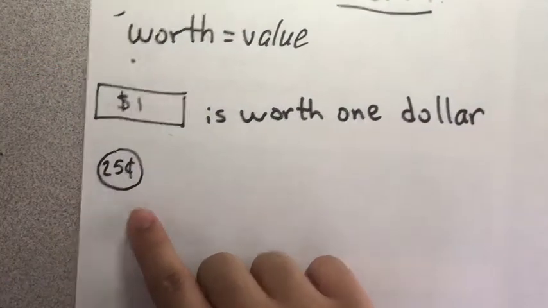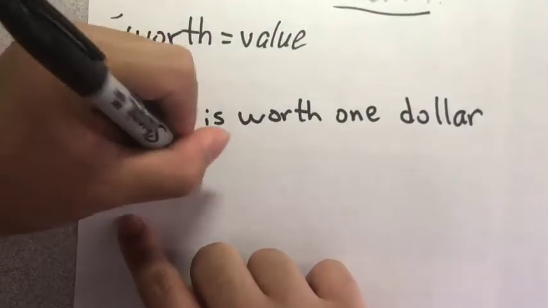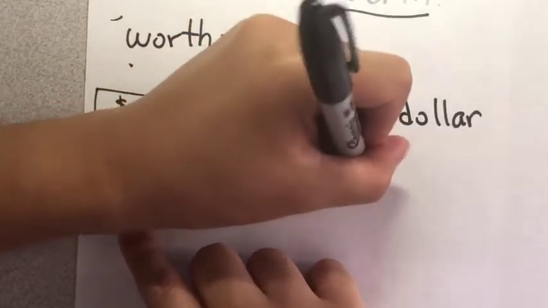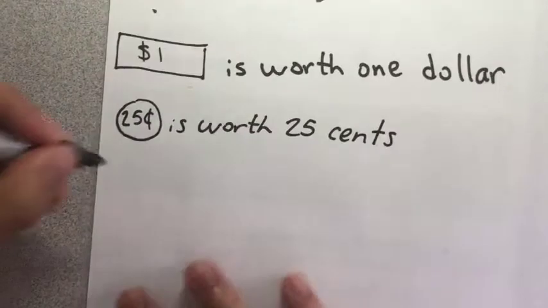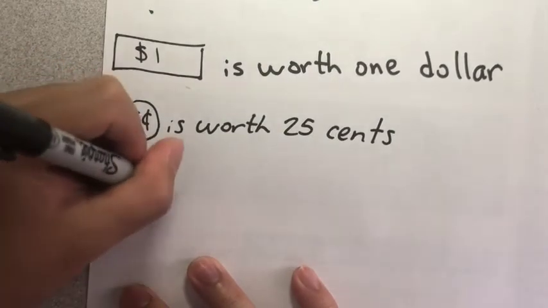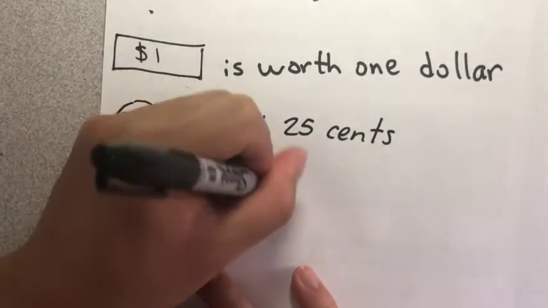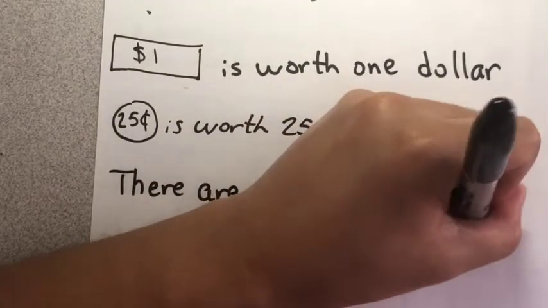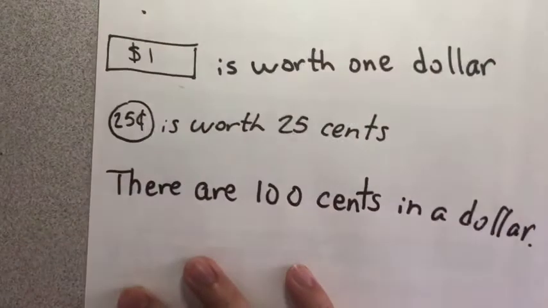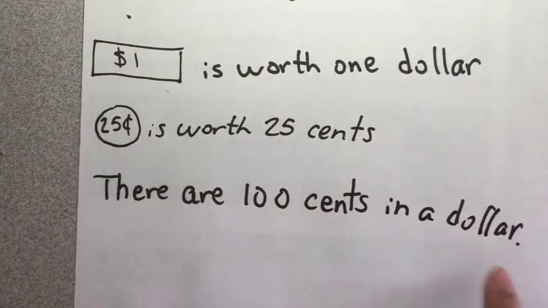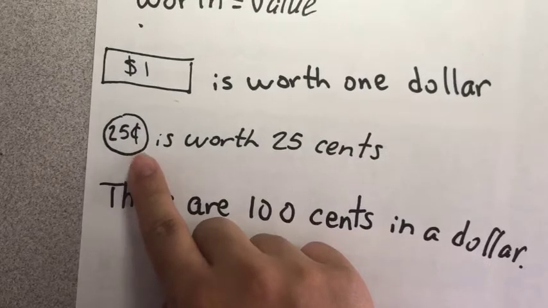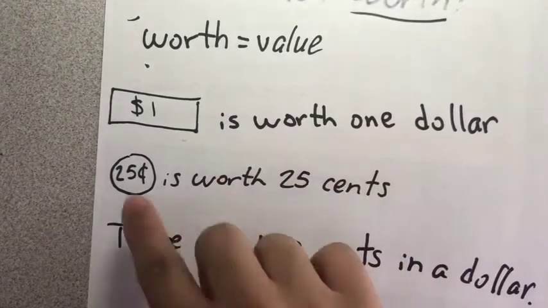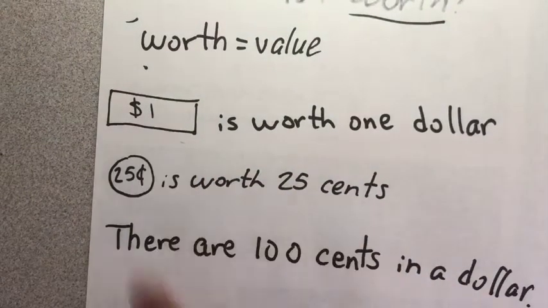This is a quarter. A quarter is worth 25 cents. There are 100 cents in a dollar. So this is a quarter. A quarter is worth 25 cents. So it takes 4 quarters to be the same as $1.